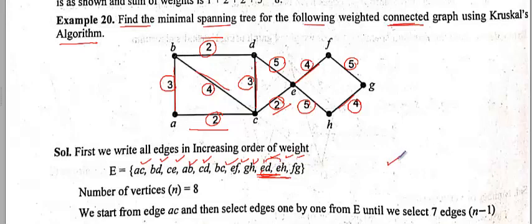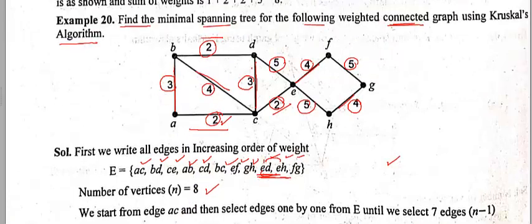So what is the process for this algorithm? The number of vertices is 8. So you have to select n minus 1 edges, meaning 7. This is your target. And from where will you start? From the minimum one. So we are going to start from AC. So you have started from AC. The first edge you have covered is AC.